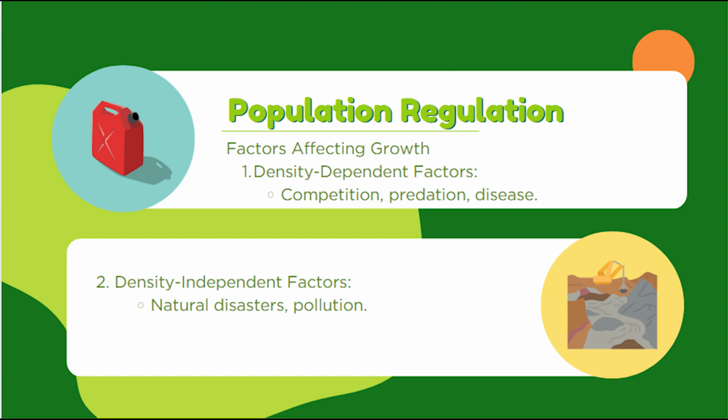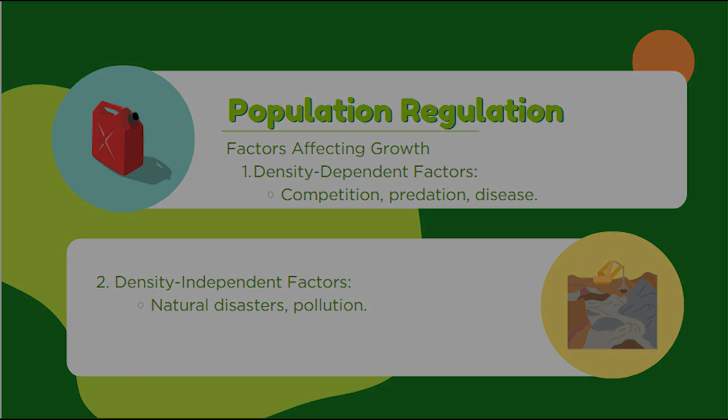The other one is density-independent factors. These affect populations regardless of size. Examples are floods, droughts, and pollution. These natural checks keep populations balanced.